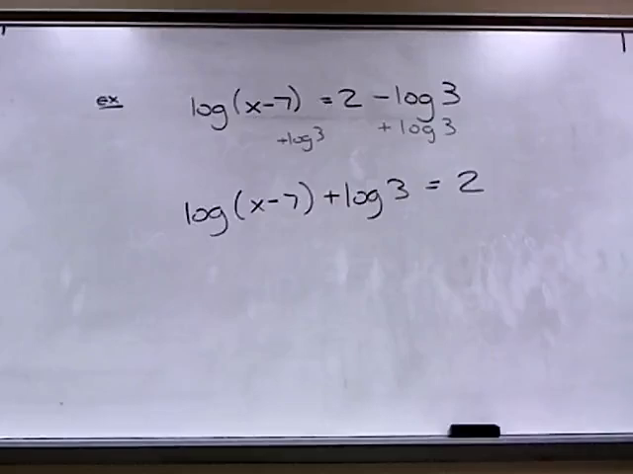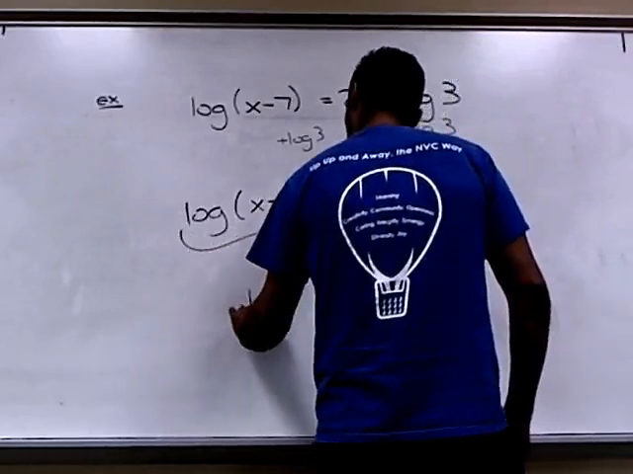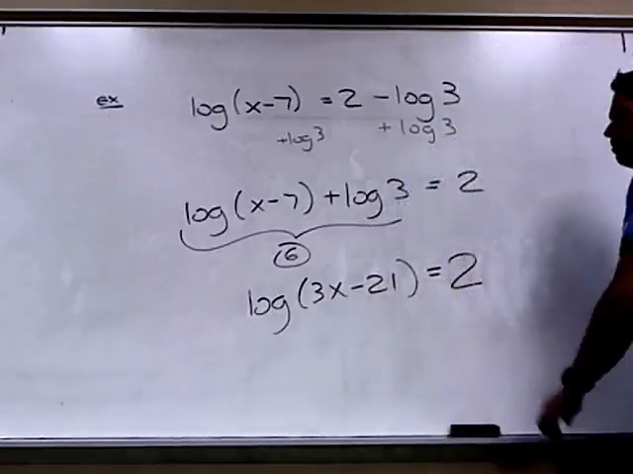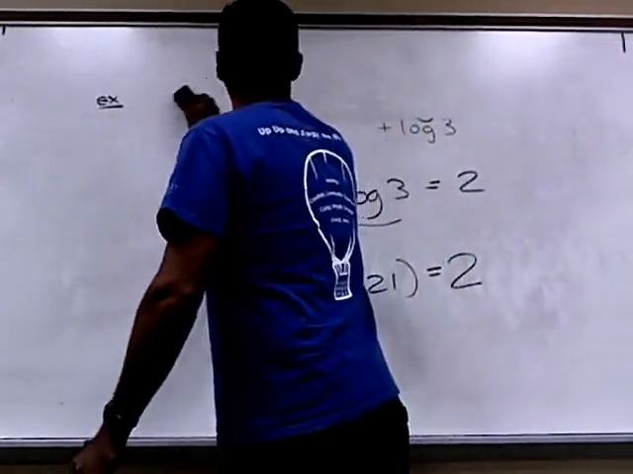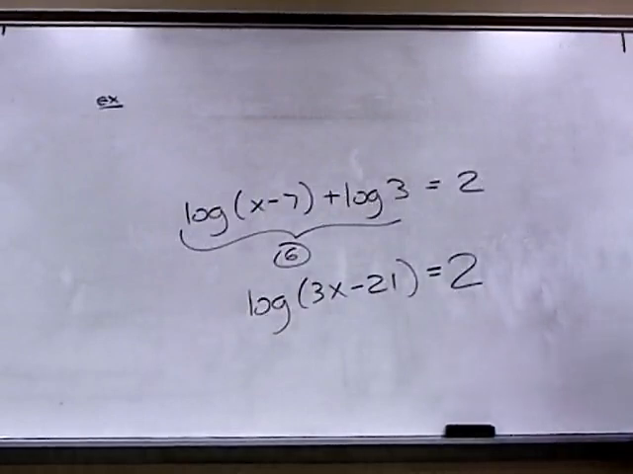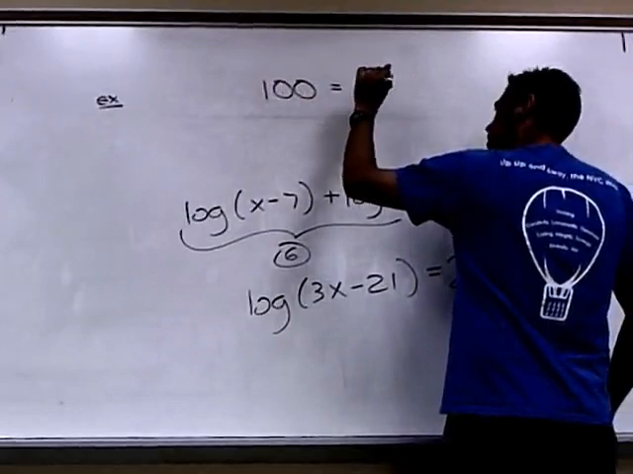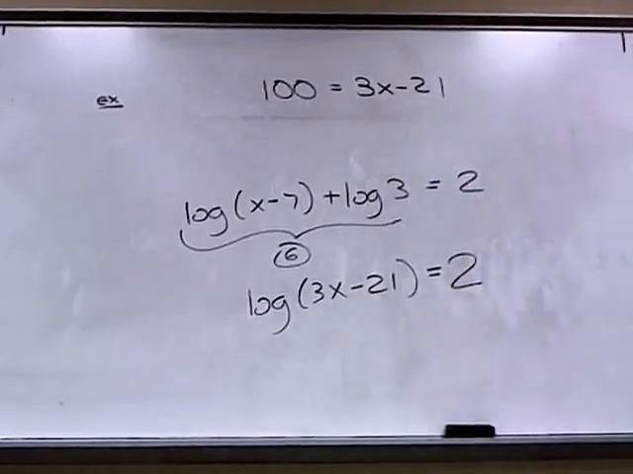And what would those become due to the property? Log 3x minus 21 equals 2. So now you do your loop. 10 to the 2 is 3x minus 21. Y'all following? What is 10 to the 2? 100 is 3x minus 21. Add 21 to both sides, 121, divide by 3.